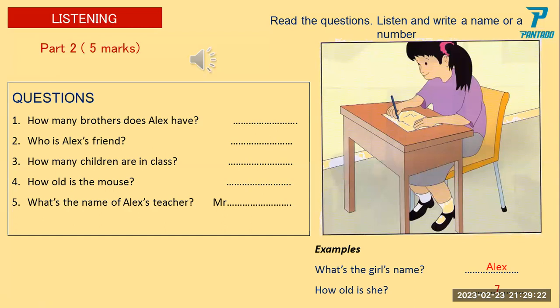1. How many children are in your family, Alex? I've got 3 big brothers. You have 3 brothers? Yes, that's right. 2. Now, Alex, who is your friend in this class? I like Kim. She sits next to me. Do you spell her name K-I-M? Yes. Three. How many children are in this class? 15. Pardon? There are 15 children in this class. Thank you.